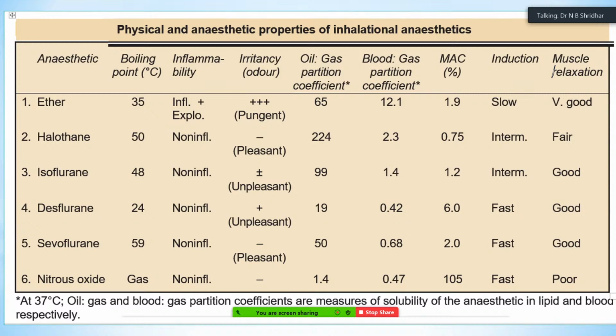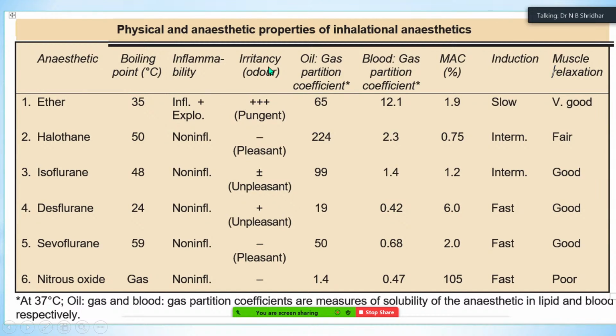So here you can see the boiling point of ether is 35, whereas halothane is 50, isoflurane is 48, desflurane is less, that's 24, sevoflurane is 59, and nitrous oxide itself is a gas. So as the boiling point becomes less and less, it becomes more and more inflammable. And the inflammability, you can see here, both the inflammability and the explosive property of ether is high, whereas halothane is non-inflammable, meaning it will not catch fire. Of course, all the others are non-inflammable, whereas ether is highly explosive.